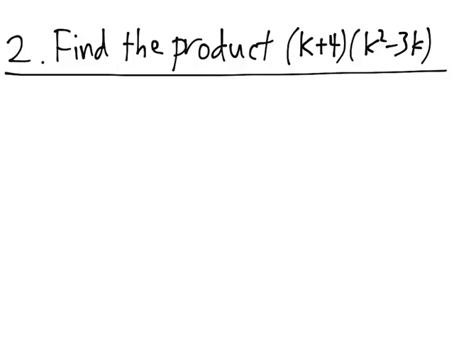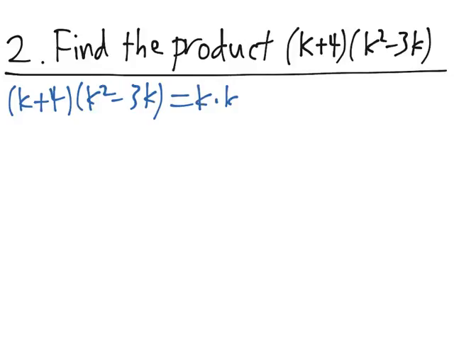Problem 2. Find the product (k + 4)(k squared minus 3k). Let's write this out. (k + 4) times (k squared minus 3k). And this time let's use the rule we know for multiplying binomials. First we multiply the first terms, which are k times k squared. Next we multiply the outer terms, minus k times 3k. There's a minus sign from the minus 3k. And then the inner terms, plus 4 times k squared.